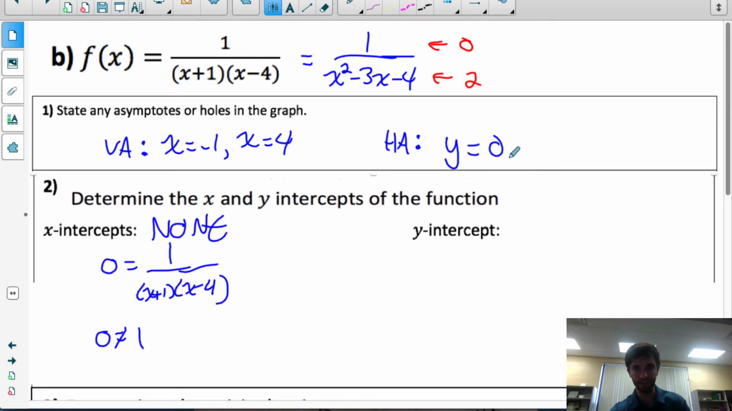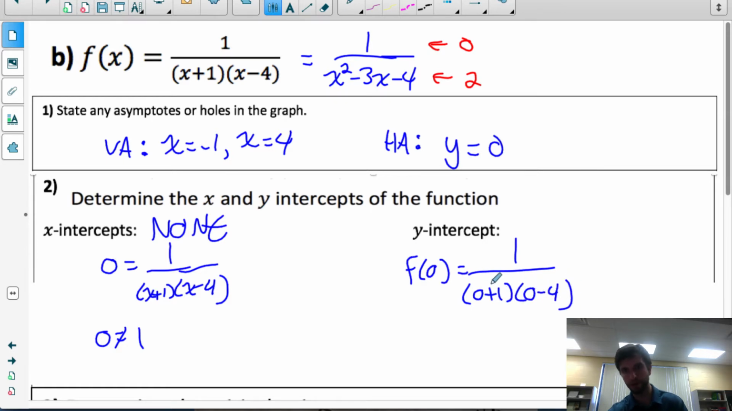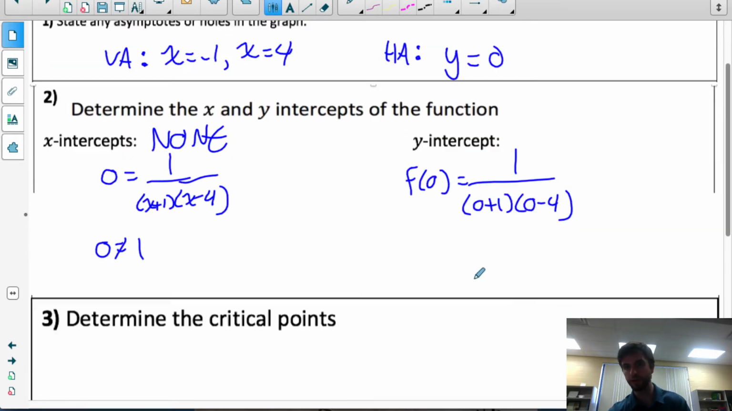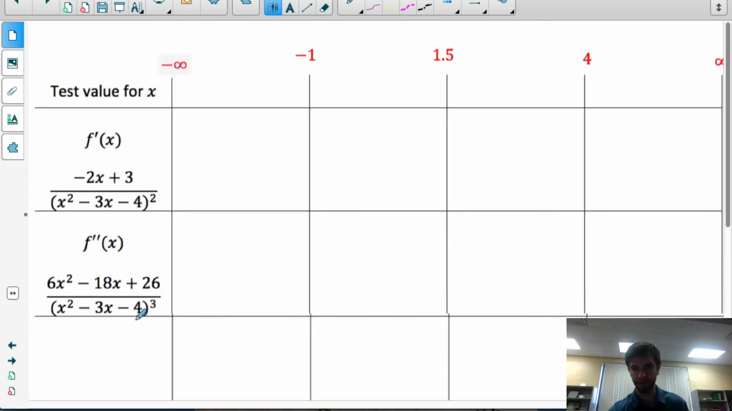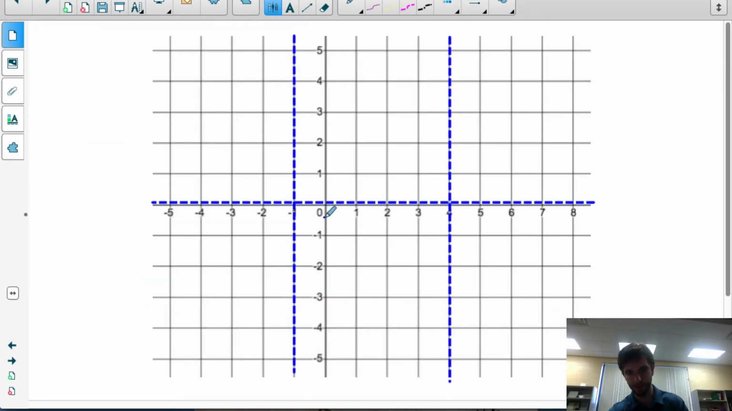And that should also make sense to you because we said there is a horizontal asymptote at y equals 0, meaning the function cannot have a y-coordinate of 0, meaning it doesn't have any x-intercepts. Y-intercepts, we could calculate that by setting x to 0 and solving. So we've got 1 over 0 plus 1 times 0 minus 4. So that would be 1 times -4. That's -4. So we've got 1 over -4, which is -0.25. So let's go ahead and plot that on our graph. So we know a y-intercept at 0, -0.25. So there's our y-intercept.